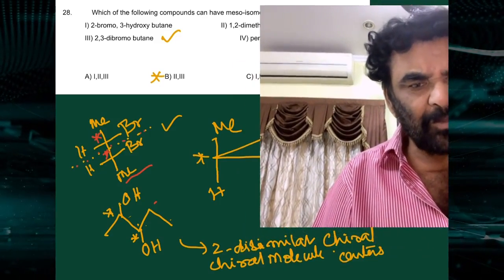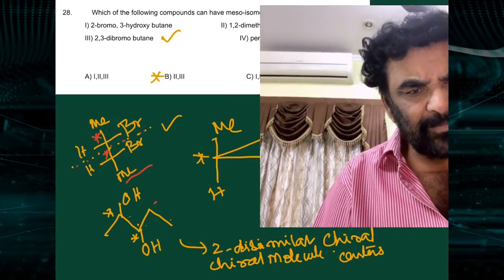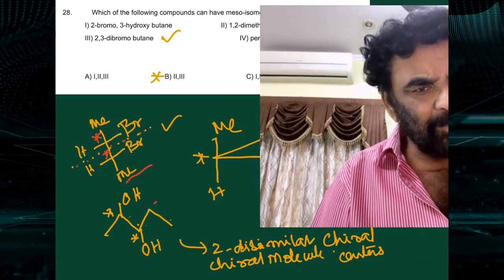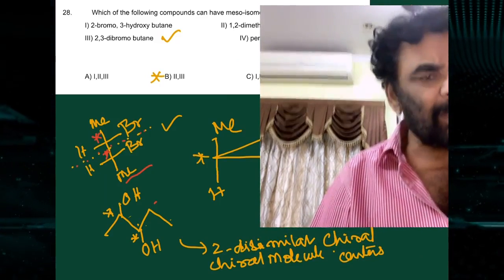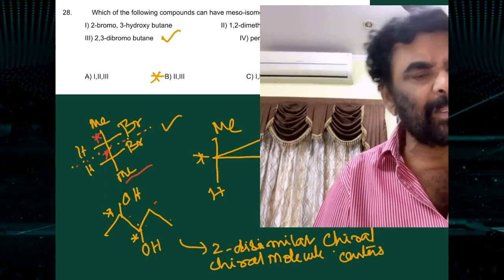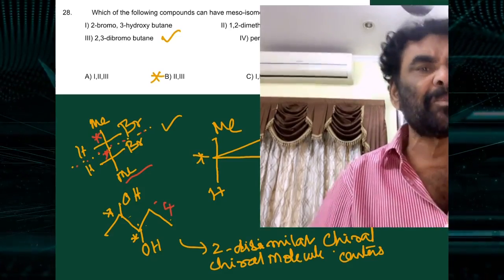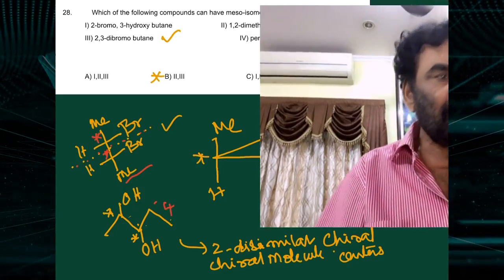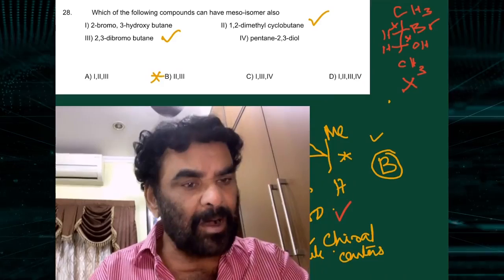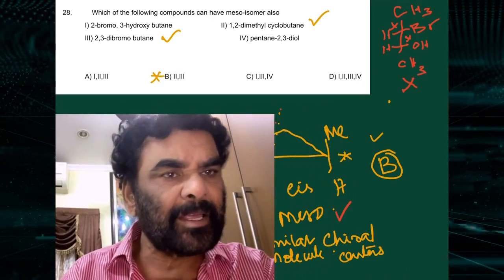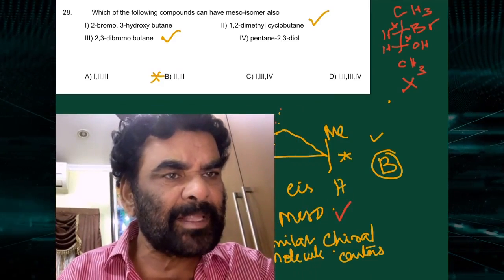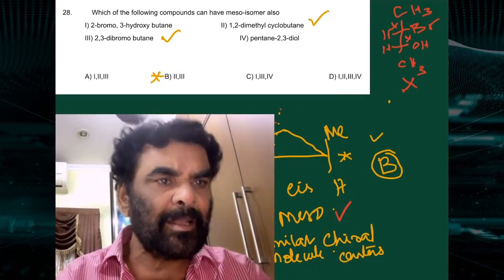Pentane 2,3-diol, you see, this is the molecule. These two are not the same. Two chiral centers, two dissimilar chiral centers. Here there is an ethyl group and here a methyl group. So it's not possible. Four optical isomers are possible. Meso compound is not possible. Therefore meso compound is possible only in the case of 1,2-dimethyl cyclobutane.